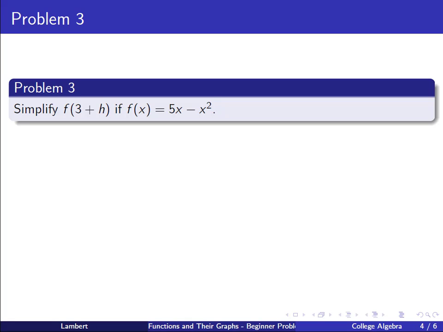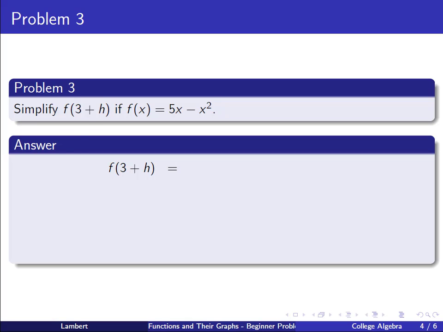Simplify f of 3 plus h if f of x equals 5x minus x squared. So this may look scary, and most people just think you toss an h on at the end. It's a little bit more difficult than that, but not too bad. And notice that we've replaced the x with 3 plus h. So we need to replace each x in our equation with 3 plus h. So you should have 5 times the quantity 3 plus h minus the quantity 3 plus h squared.